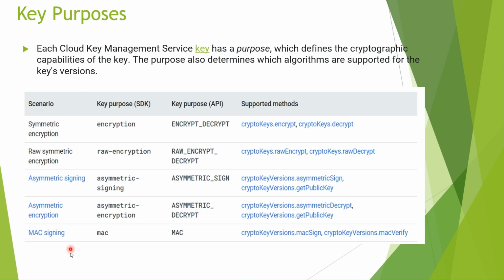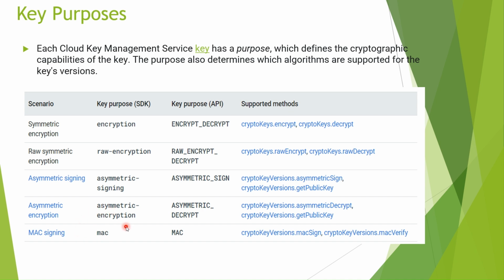After that, we have key purposes. Whenever you create a key, we have to choose a purpose. These are the purposes. If you want to use symmetric encryption, symmetric means the same key will be used for encryption and decryption. After that, raw symmetric. Then we have asymmetric signing. In asymmetric, we have different keys, a public key and a private key. While signing, we can use both the public key and private key, and for encryption also we have a public key and private key.